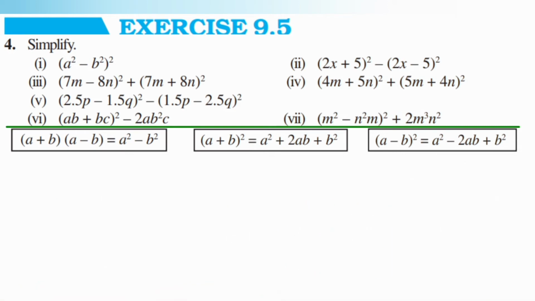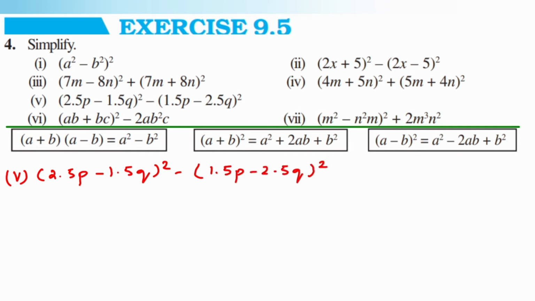In the fifth question, there is (2.5p − 1.5q)² − (1.5p − 2.5q)². It's again similar to how we have done the fourth question. So the fifth one: (2.5p − 1.5q)² − (1.5p − 2.5q)². Okay, we'll identify the a value here.